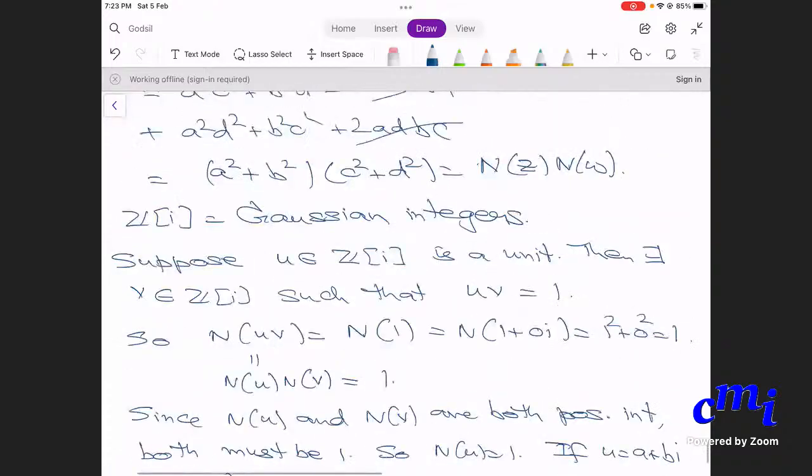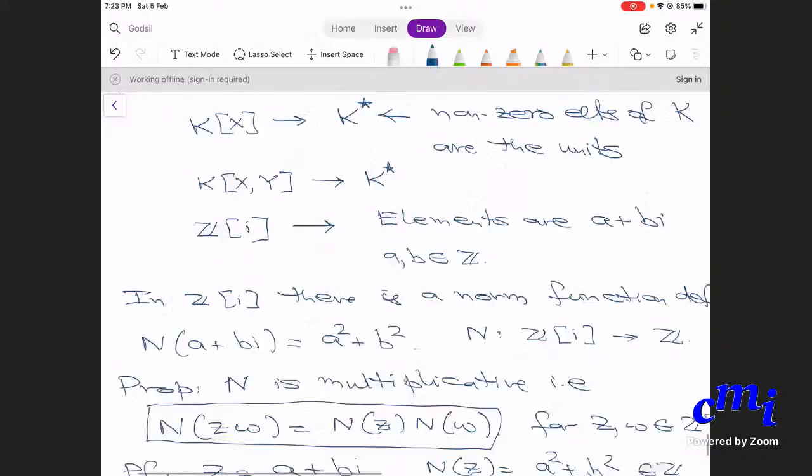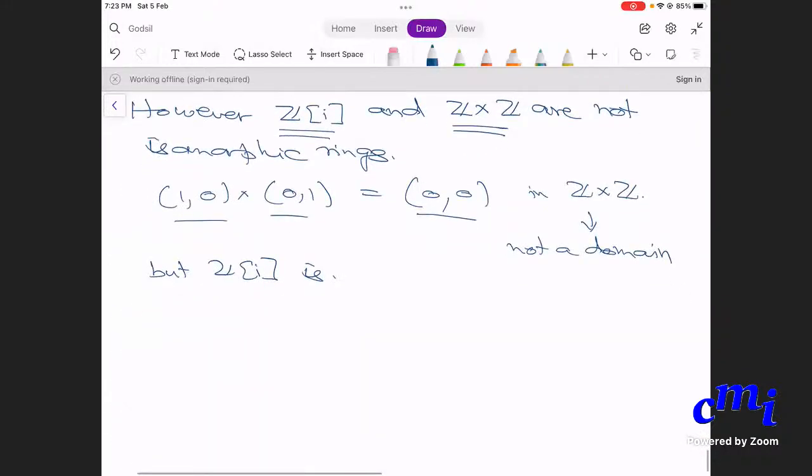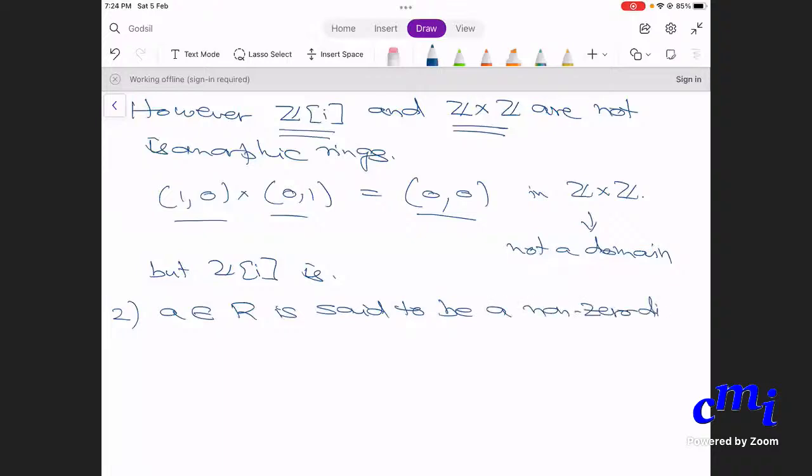So the second type of element I want to define is something called a non-zero divisor. So A in R is said to be a non-zero divisor if, okay, let me, I would rather define zero divisor. So A in R is said to be a zero divisor if there exists a B in R, B not equal to 0, such that AB is 0.